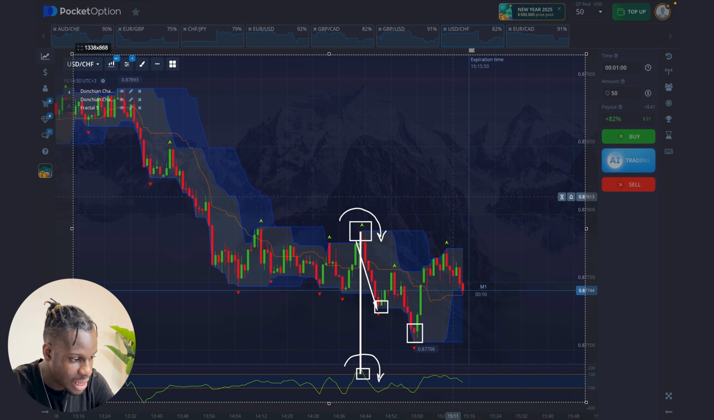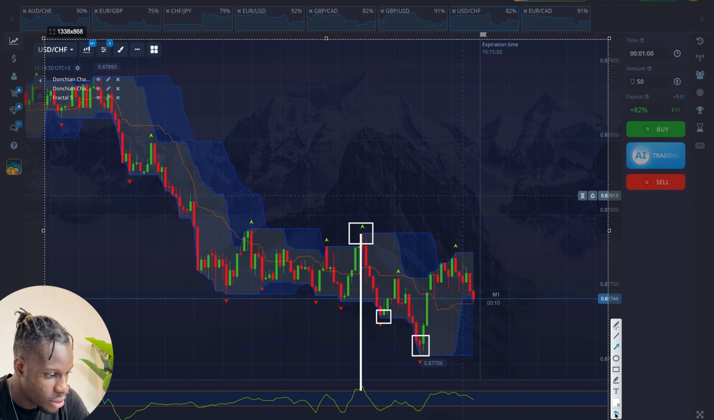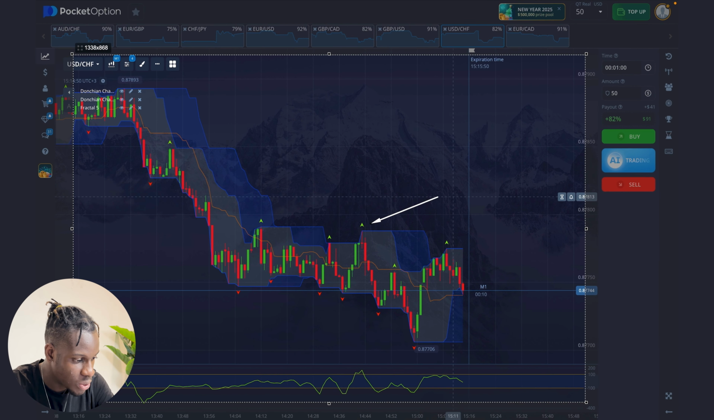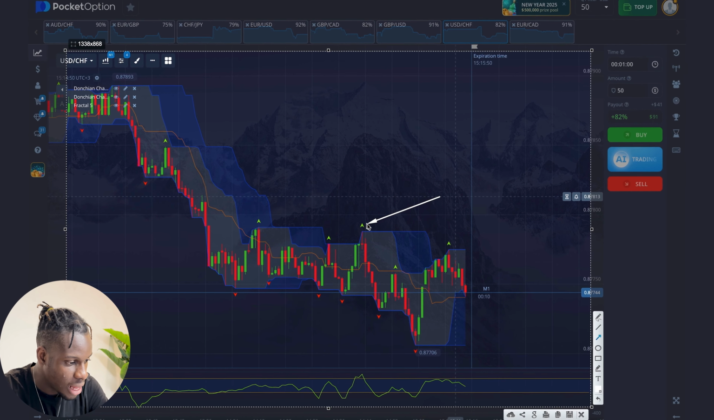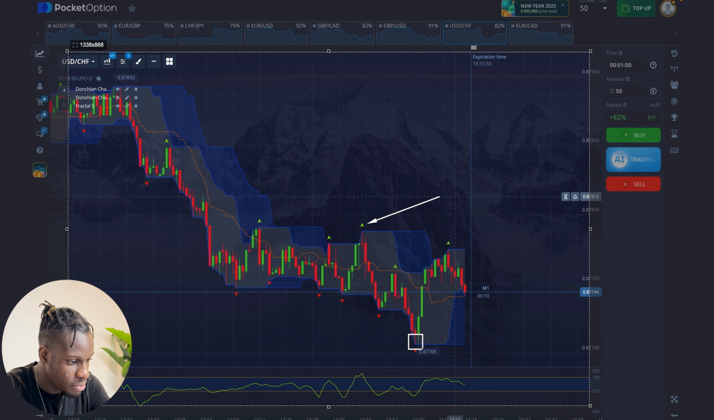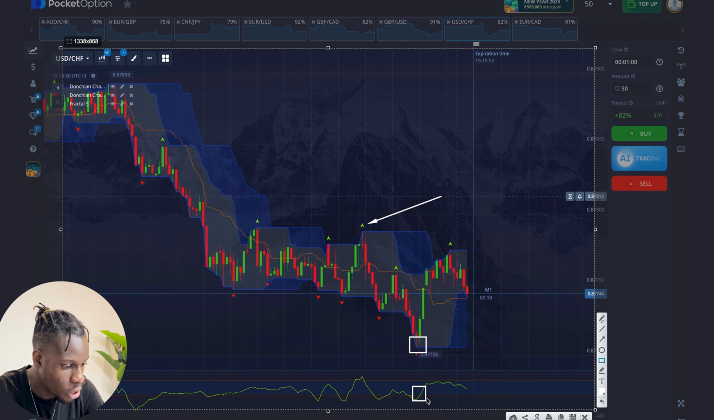In addition to that, we can also confirm the formation of a fractal, which in our case is a structural high, as we can see over here. And the same thing applies if you open a buy trade, but this time the touch is going to happen on the lower moving line.